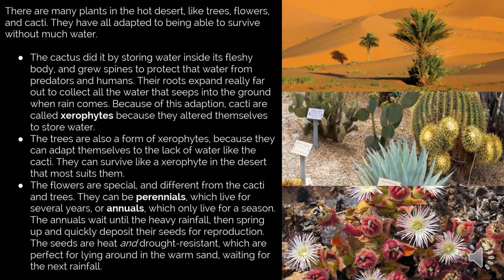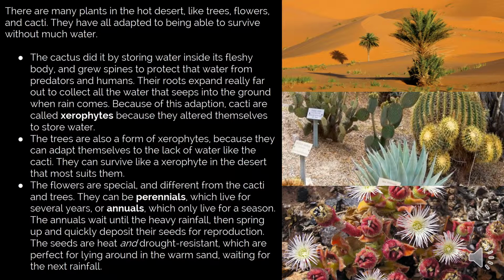They have all adapted in different ways, but still survive basically the same. The cactus did it by storing water inside its body and grew spines to protect it. The roots expand really far to collect the water that seeps into the ground from rain. Because of this adaptation, cacti are called xerophytes because they alter themselves to store water. The trees are also a form of xerophytes because they adapted themselves to the lack of water like the cacti.